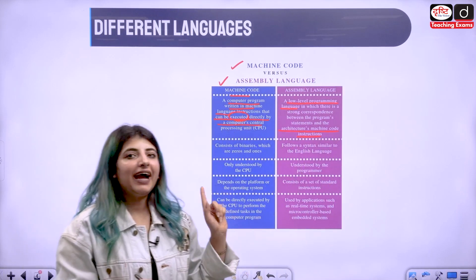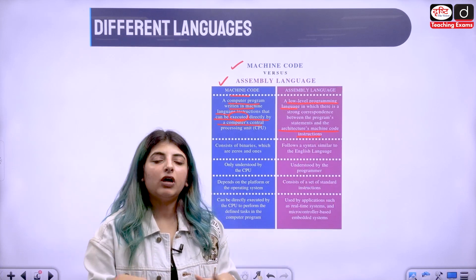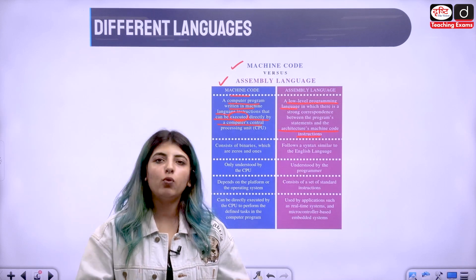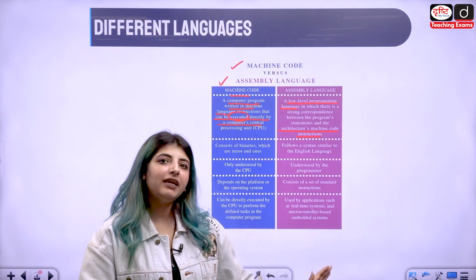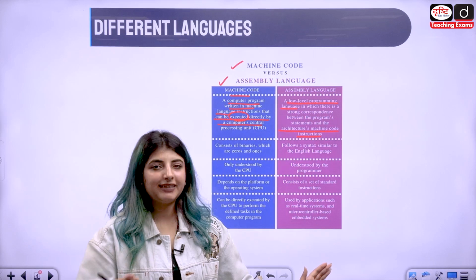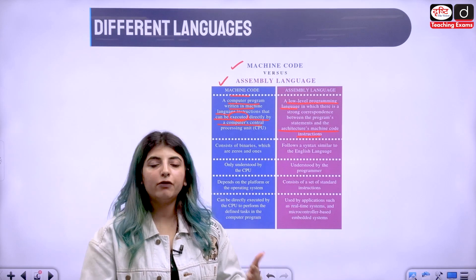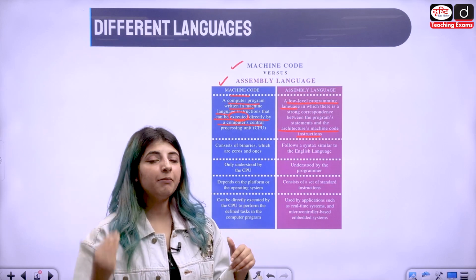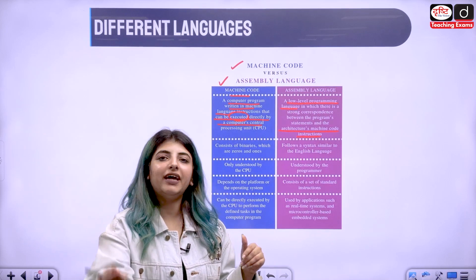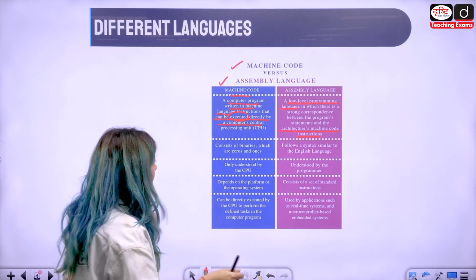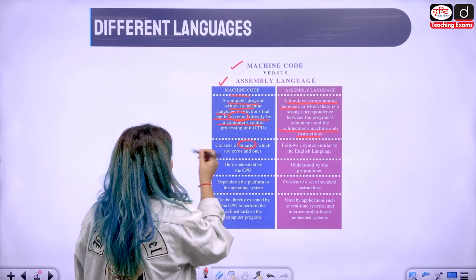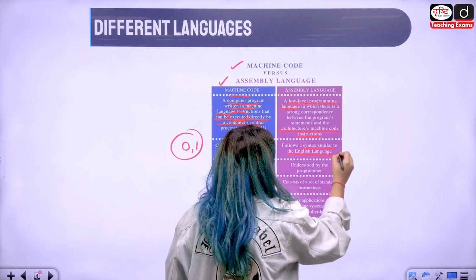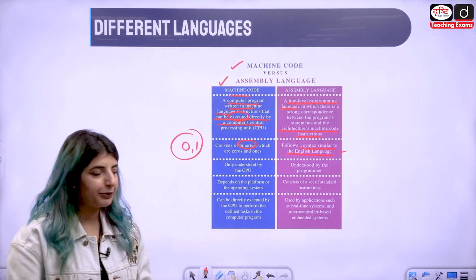So low level language is something which a programmer can use to write code for a program, right? That is, assembly language could be used for the same. Assembly language is a type of low level language. But machine code is something which is only and only understood by the computer. Hence, it consists of binaries, that is zeros and ones. Assembly language has a syntax similar to the English language, so it's more human readable.